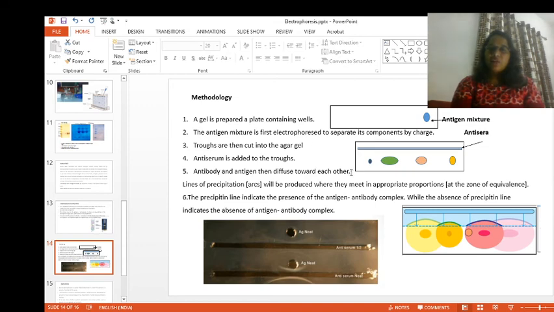After separation, we will cut a well in this area and add antisera to that. This antisera is allowed to diffuse towards the antigen. And if there is any antigen antibody interaction, we can see the precipitin line. This is one precipitin line. Here the concentration of antigen is less, so the precipitin line is also less. Here the concentration is more, so the precipitin line is also more. You can see precipitin lines like this. This is also called rocket immunoelectrophoresis because if the concentration is more, we can see the precipitating band shooting up like a rocket. So it is called rocket immunoelectrophoresis.